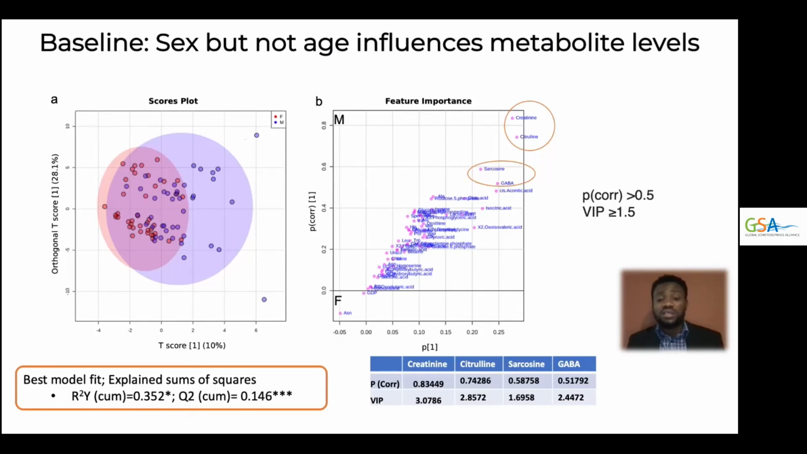The OPLS-DA model, as shown on the left-hand side, clearly showed this separation, and its corresponding S-plot that shows all the metabolites in question, their within and between group variations, and using specific cutoffs, showed creatinine, citrulline, sarcosine, and GABA as the most significant metabolites accounting for this between group separation amongst males and females.